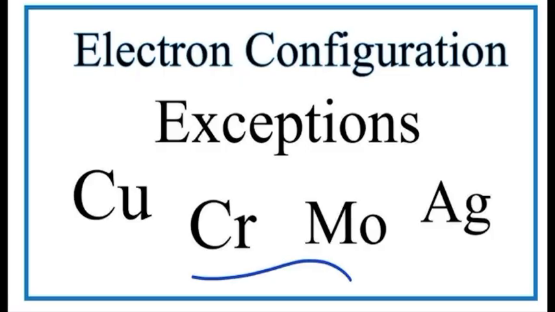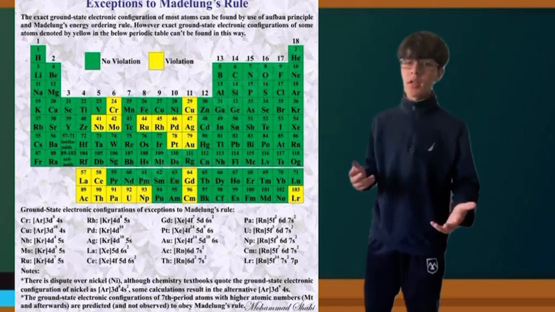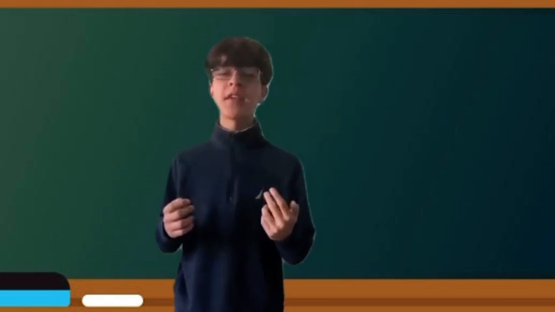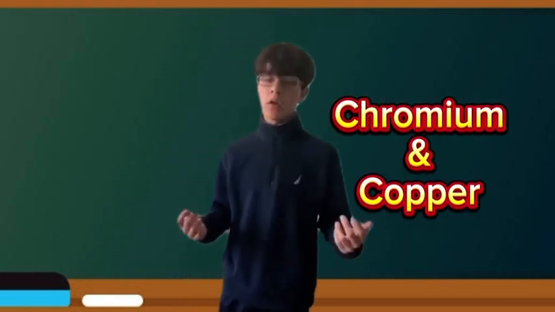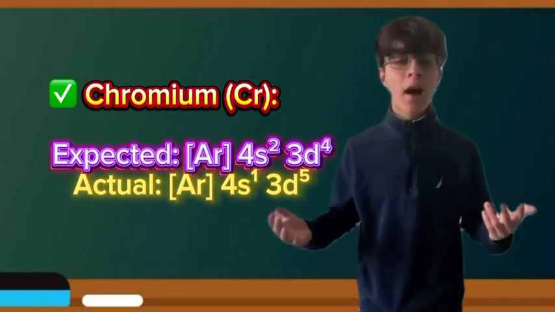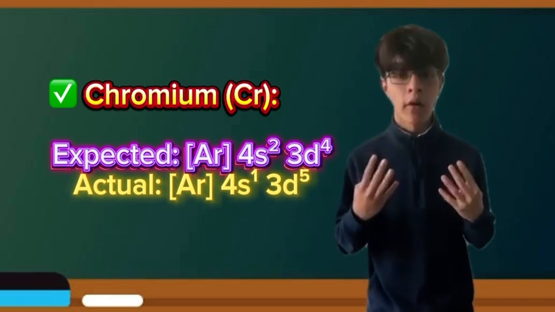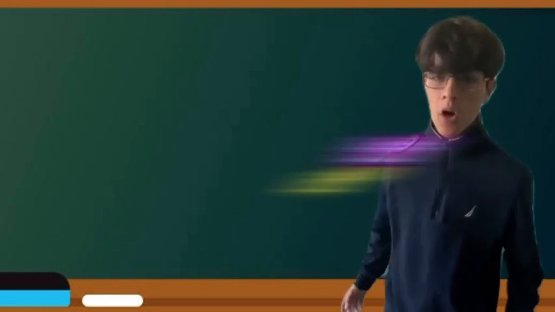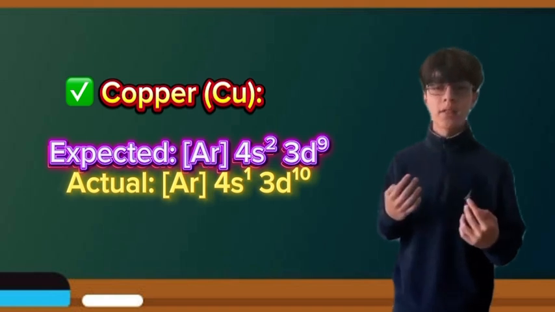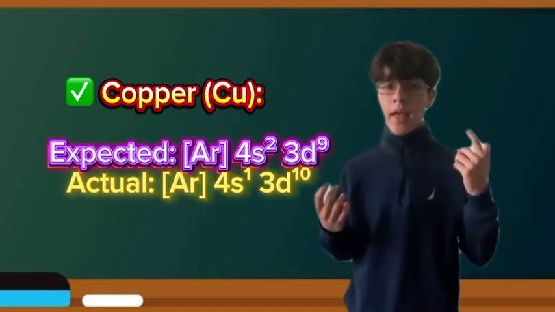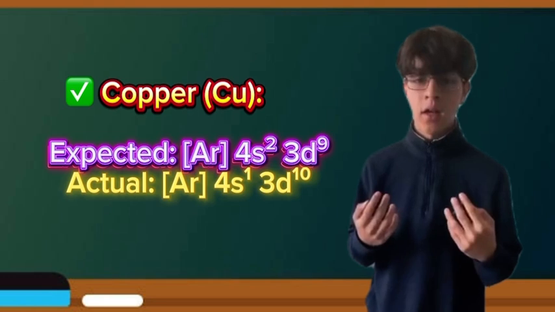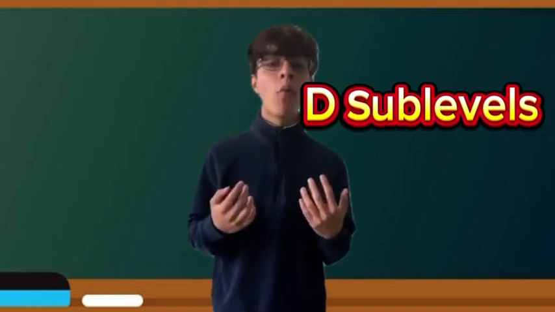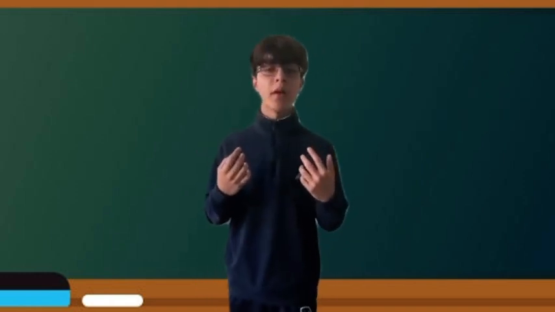Exceptions to the rule. Most elements follow the rules, but some break them. Why? To become more stable. Let's look at 2 famous exceptions: chromium and copper. Chromium, or Cr, is expected to be [Ar] 4s2 3d4. Actual: [Ar] 4s1 3d5. Copper, Cu, is expected to be [Ar] 4s2 3d9. Actual: [Ar] 4s1 3d10. Why? Because half-filled or fully filled sublevels are more stable than the expected arrangement.